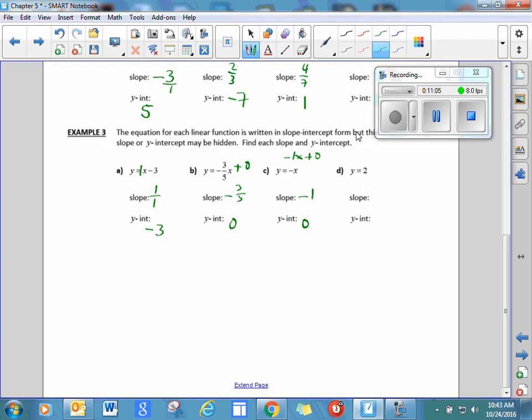And this one is kind of funky looking, but if you try to write it in the form we're looking at, it's y equals 0x plus 2. So your slope is 0 and your y-intercept is +2. These are sort of the exceptions, but you need to think of every line as having a slope and a y-intercept. Sometimes you need to write them in.